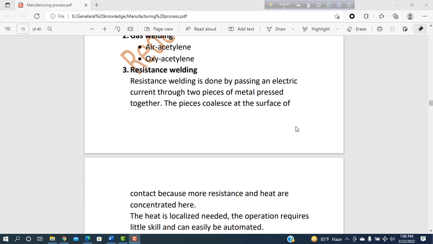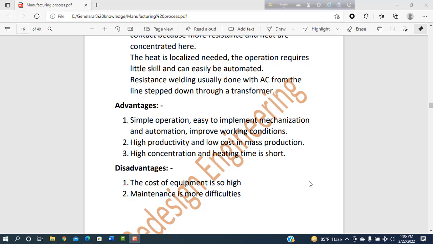Resistance welding. Resistance welding is done by passing an electric current through the pieces of metal pressed together. The pieces pulse at the surface of contact because more resistance and heat are concentrated here. The heat is localized as needed. The operation requires little skill and can easily be automated. Resistance welding is usually done with AC from the line, stepped down through a transformer.